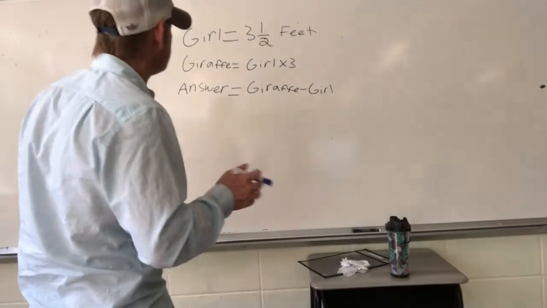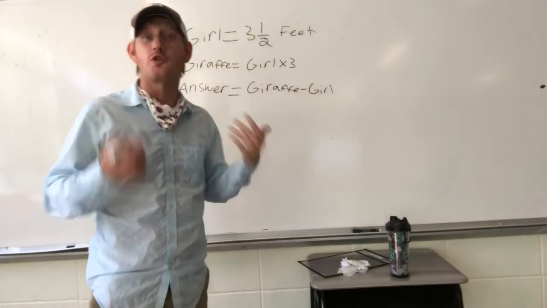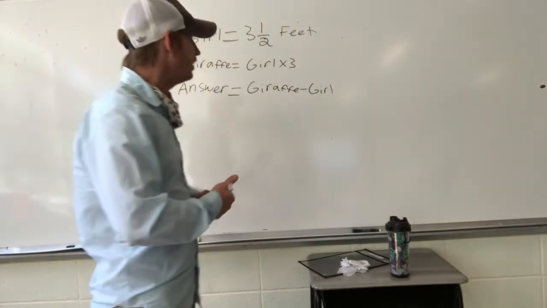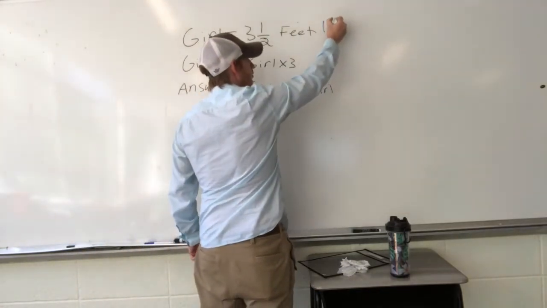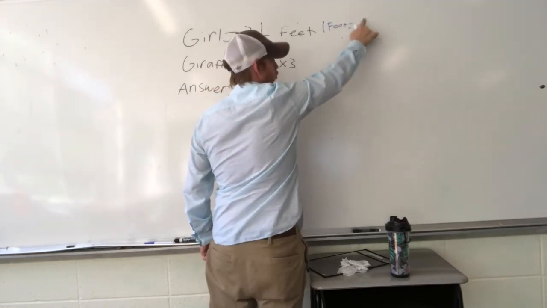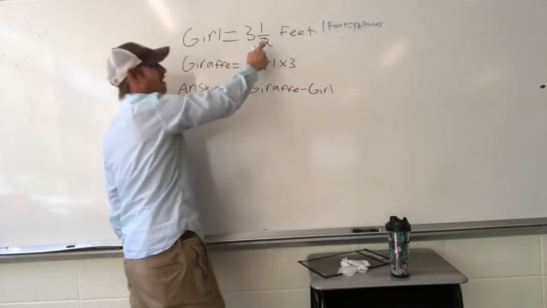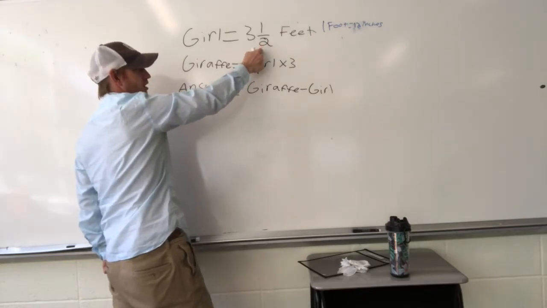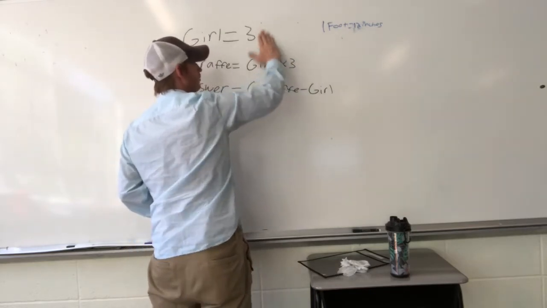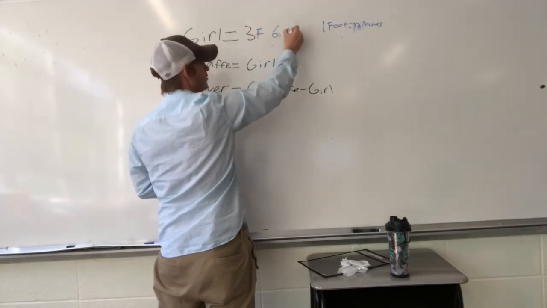So the first thing I'm going to do is get rid of this fraction. I don't like fractions when I'm using converted units. I want to make sure I have either feet or inches. Well, I know that 1 foot is equal to 12 inches. So if I have 1/2 of a foot, that's going to give me 6 inches. So I can change the girl's height to 3 feet and 6 inches.